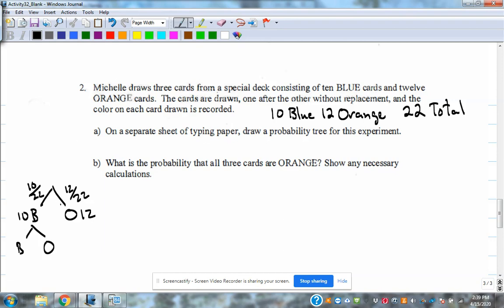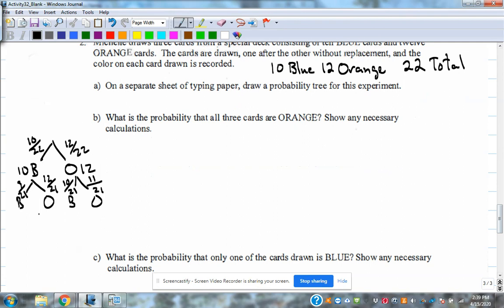Again, without replacement. So now the second draw, if you drew a blue to begin with, you only have 9 out of 21. If you drew a blue and then an orange, you still have 12 out of 21. And in the second draw, if the first draw was orange, then you still have all 10 blues. And if you draw an orange, you have 11 oranges left. 21 is what those both are supposed to say there. Okay.